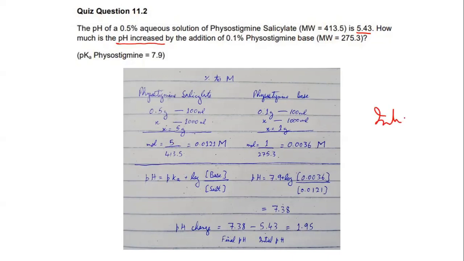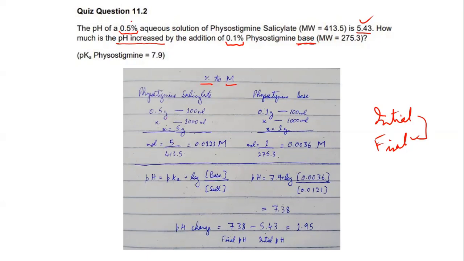We have the initial, we are going to find the final. We can also find the difference. They are asking us to find the initial and then find the difference. Another thing they have given here is these values in 0.5 and 0.1%, not in molar. So first we will convert this percentage to molar. How? Very simple, we all know this. First take this physostigmine salicylate. See this word base. So now we know this formula is about base.